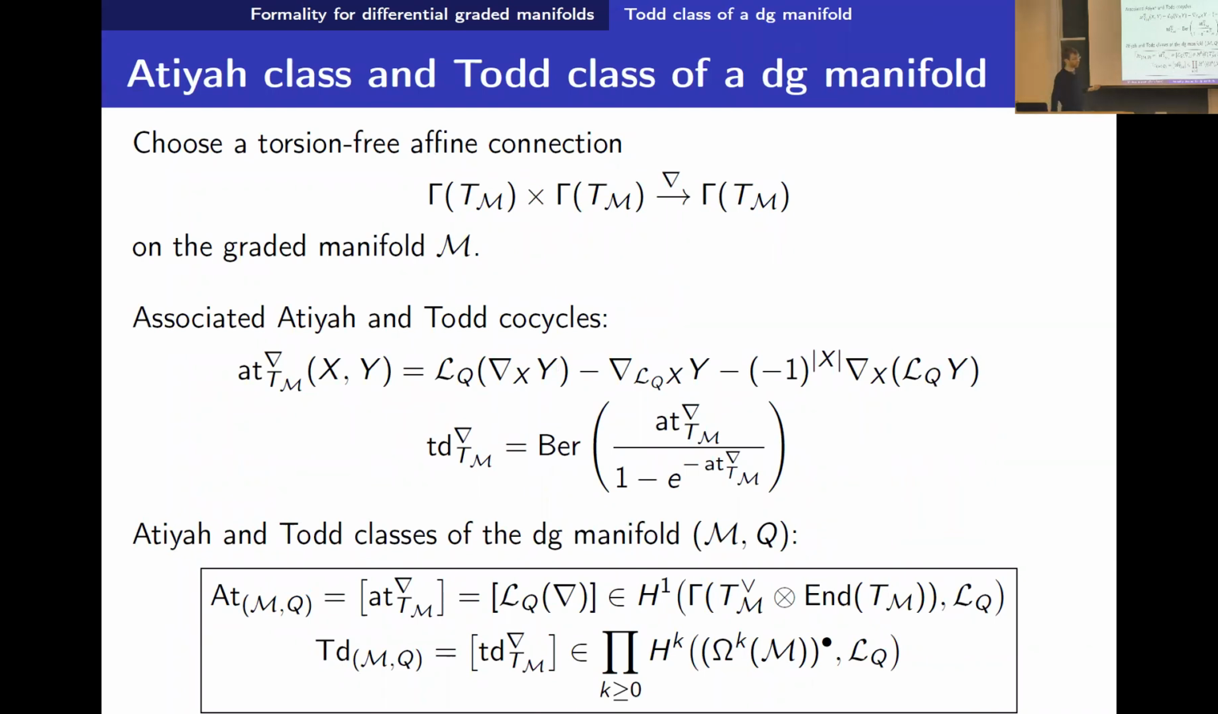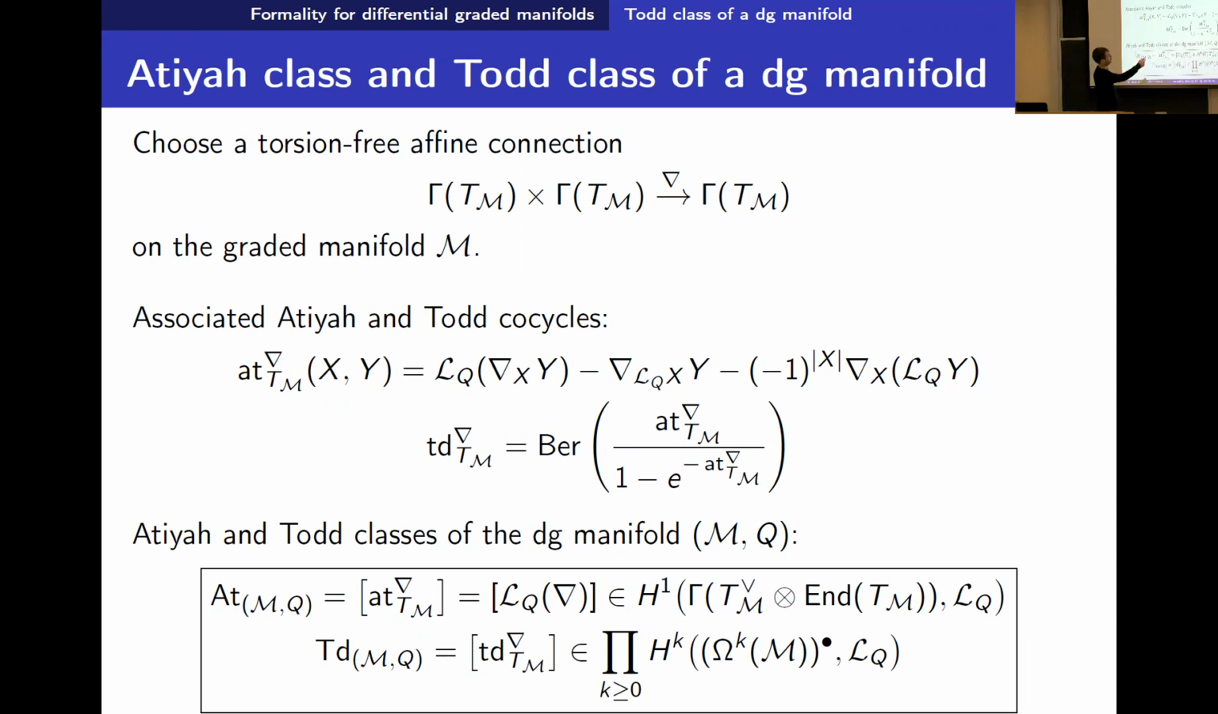Well, it turns out that the correction is actually rather simple. It's essentially the Todd class of the DG manifold. So before I tell you what the Todd class of the DG manifold is, I need to tell you what the Atiyah class of the DG manifold is. It's actually fairly simple. What you do is you look at your graded manifold M, and you just pick a connection on it. You pick an affine connection on it, and you can choose it torsion free.